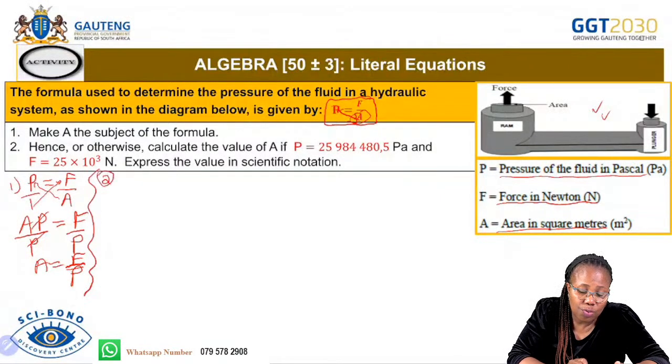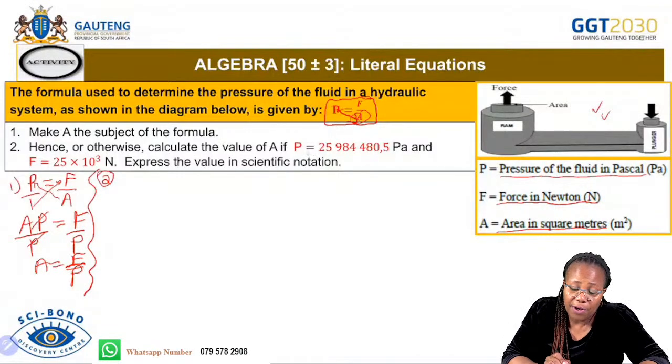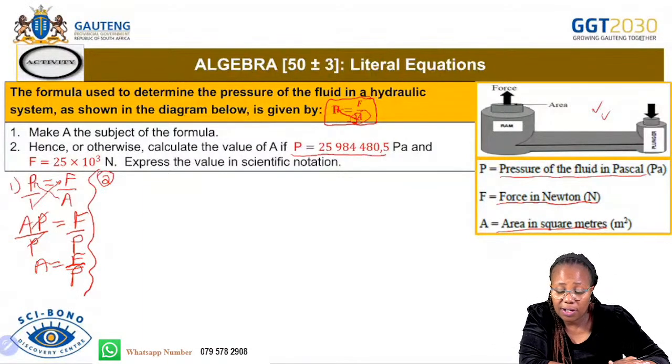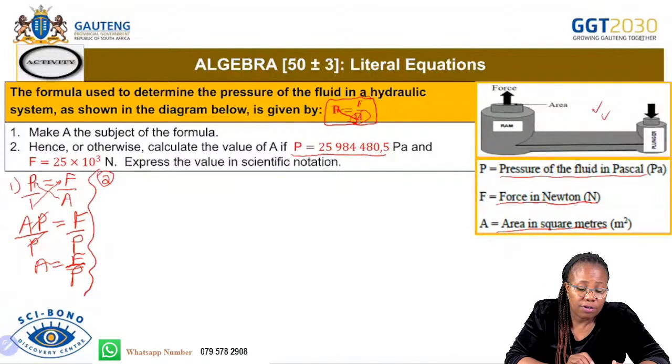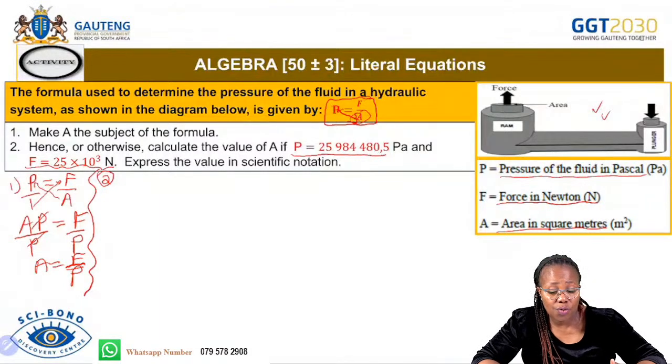And then number 2, now it will always follow like this. They will give you values for the second one to substitute. And then they say hence or otherwise calculate the value of A if you are given the P value as being 25,984,480.5 Pascal, and the force is given as 25 times 10 to the power 3 newtons. And then they say express the value in scientific notation.